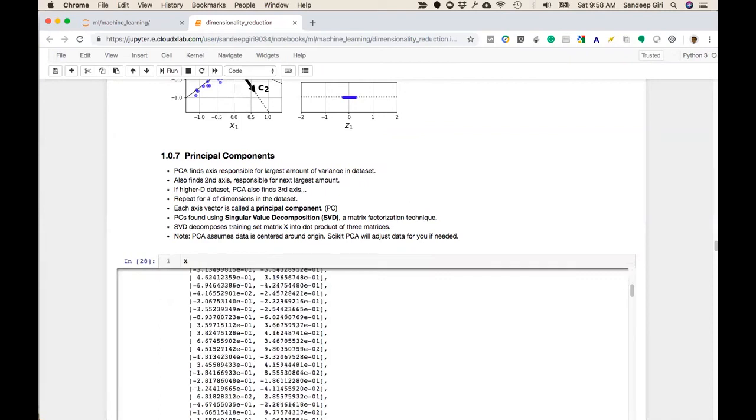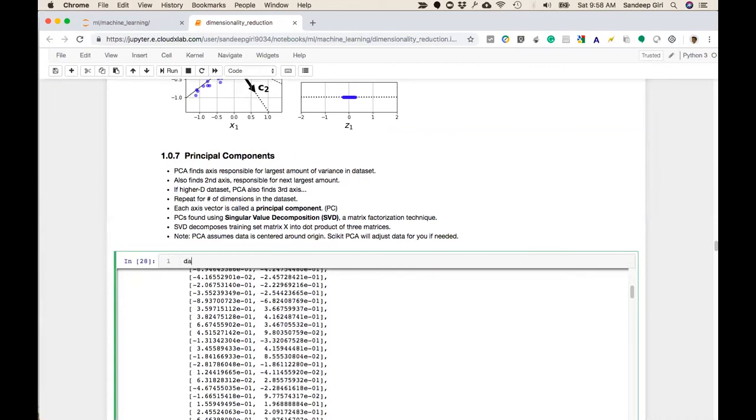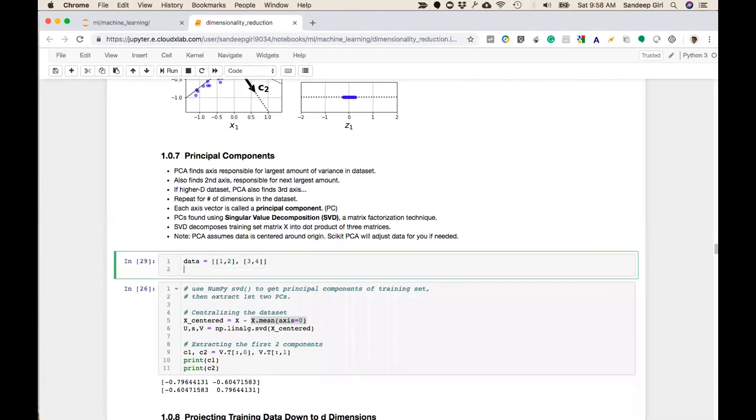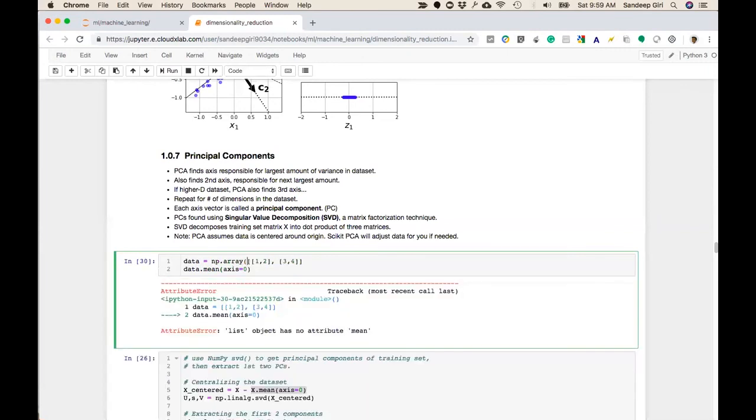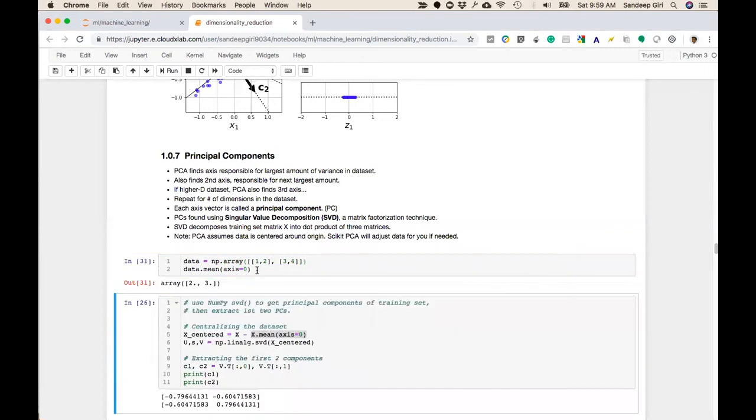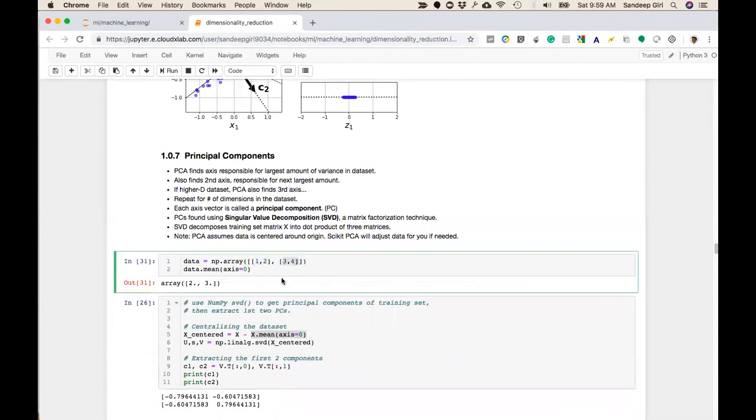Or let's say we define data equals 1, 2, and 3, 4. So this is our data, and we are saying data.mean with axis equals 0. What will happen in this case? What will you get? I'm trying to answer Robert's question. So axis equals 0 means we are computing the average across the rows.